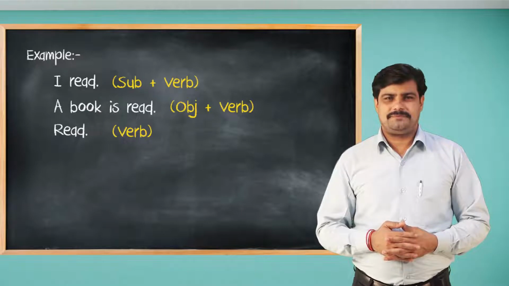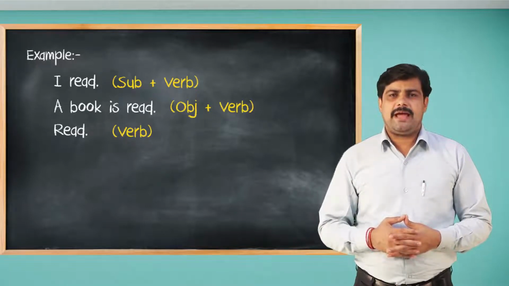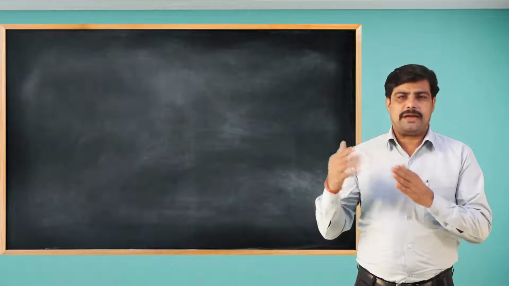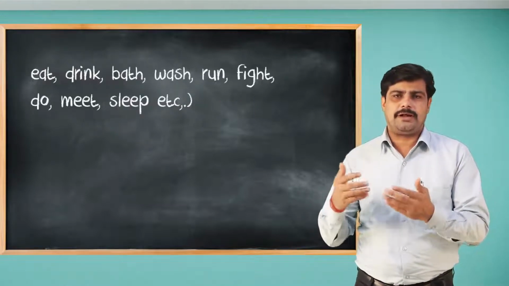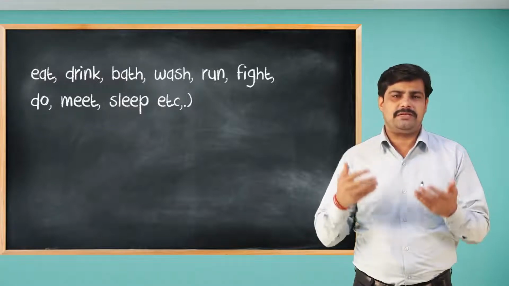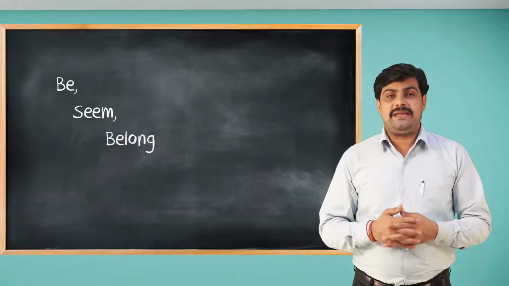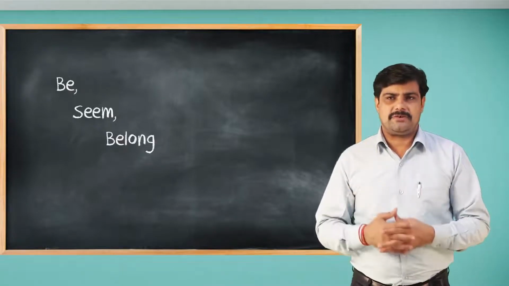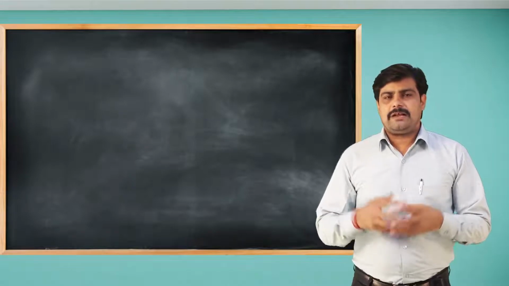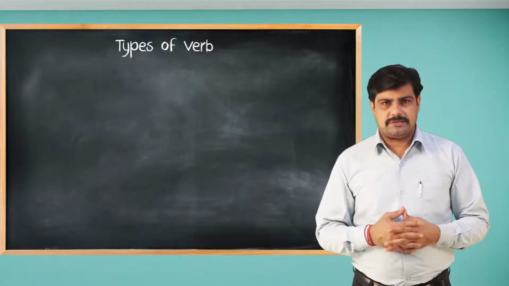It is the verb. It is very simple to identify a verb, as these are states of action like eat, drink, bathe, wash, run, fight, do, meet, sleep, etc. And these are also states of being like be, seem, belong, etc. Now there are various types of verbs. We will just talk about some important ones.